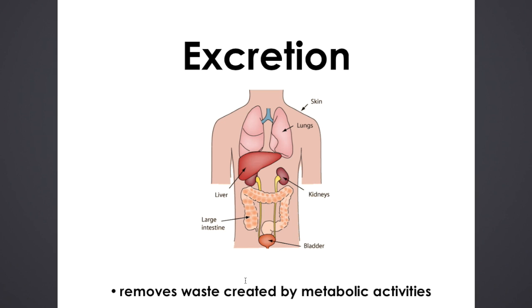The next chemical process is called excretion. Excretion removes waste created by metabolic activities. So removing waste or getting rid of bad things or bad substances. We sometimes don't think of this example, but excretion can also mean excreting carbon dioxide. So you inhale, breathe in oxygen, and you remove carbon dioxide.